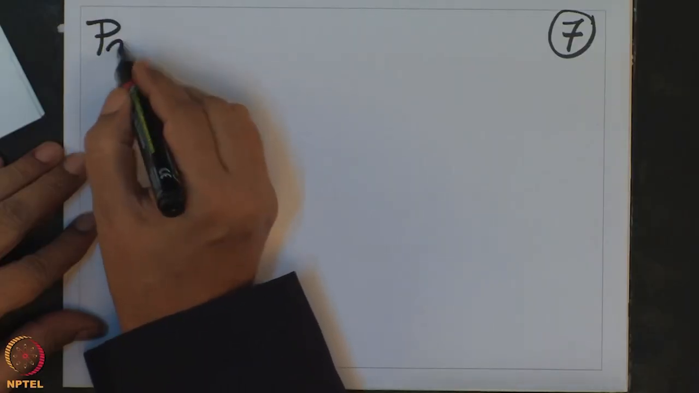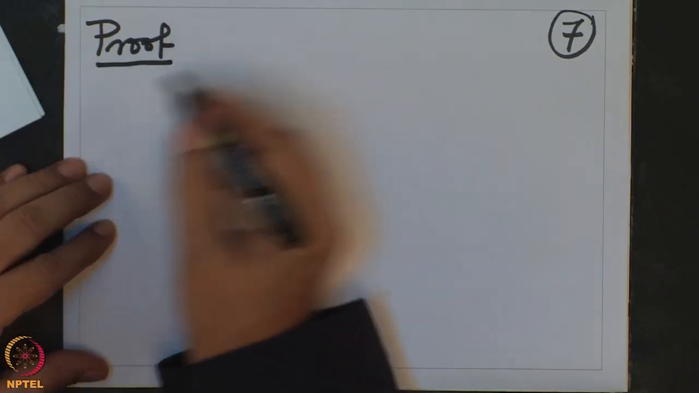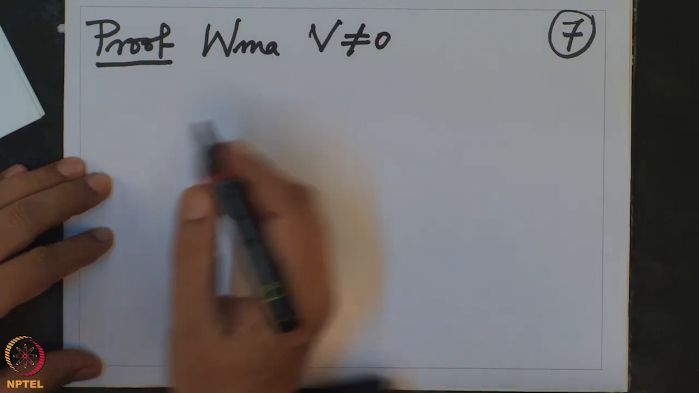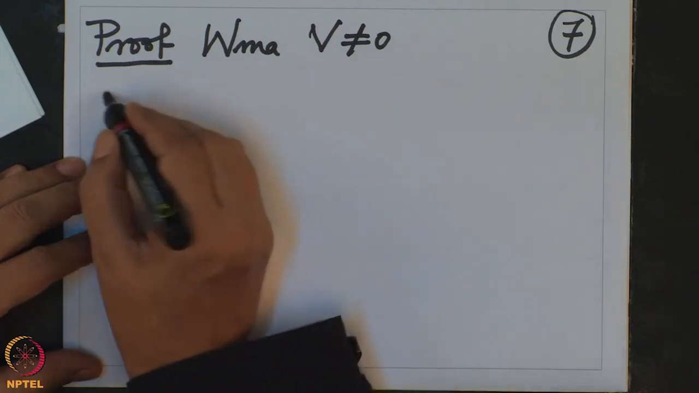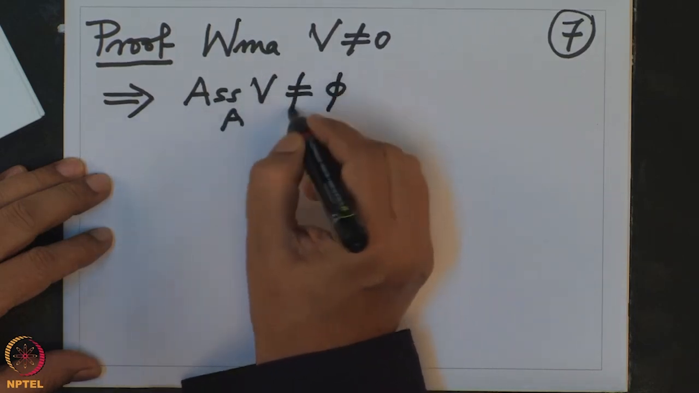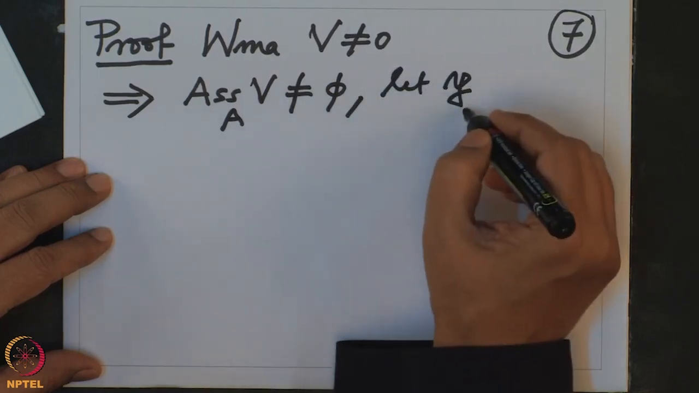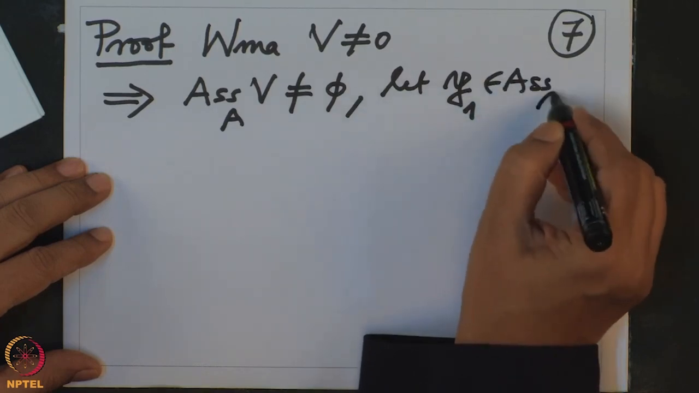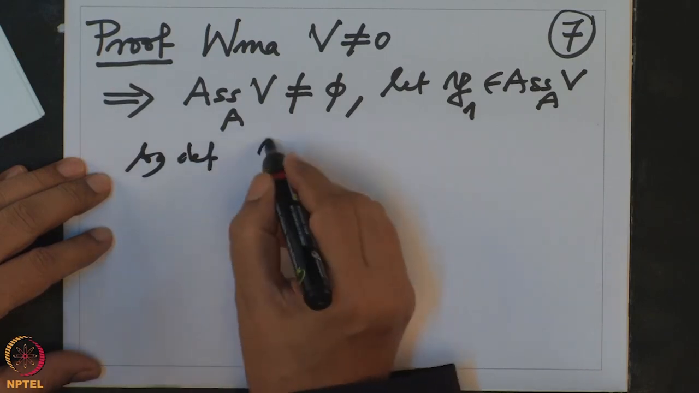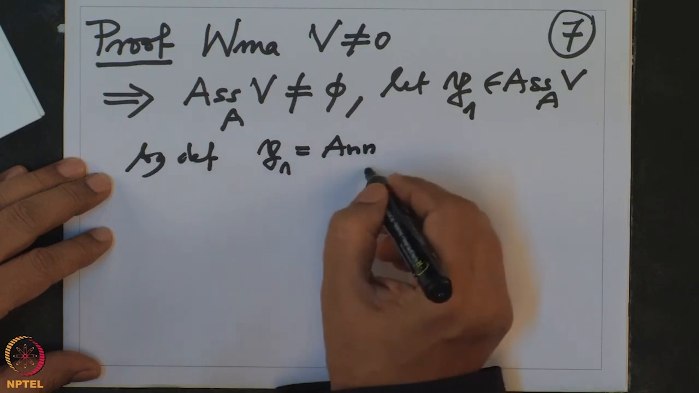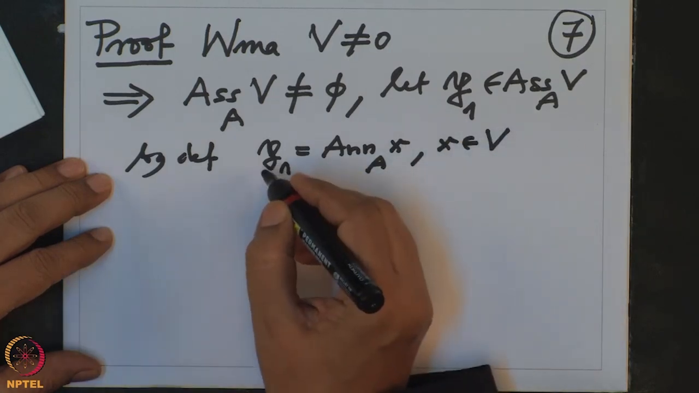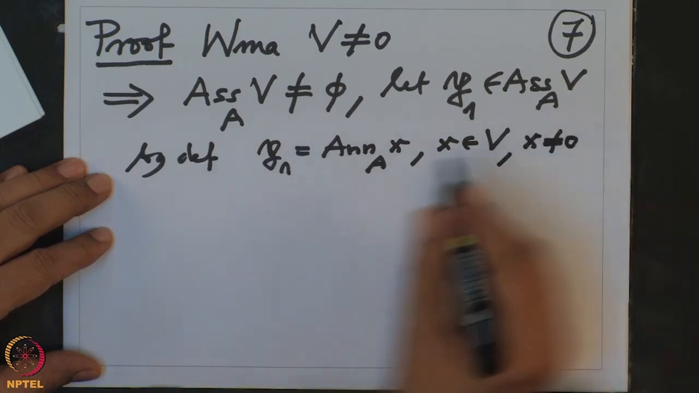So, proof. Alright, we may assume V is non-zero, otherwise there is nothing to prove. Because V is non-zero, as we have remarked, there is definitely an associated prime ideal of V. This is a non-empty set, so choose. Let P1 be an element in the associated prime ideals of V. P1 is a prime ideal, and by definition P1 is an annihilator of some element X in V, and because prime ideals are proper ideals, this X cannot be the zero element. So X is non-zero.